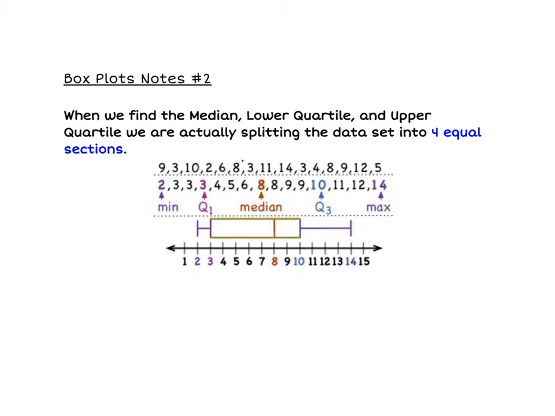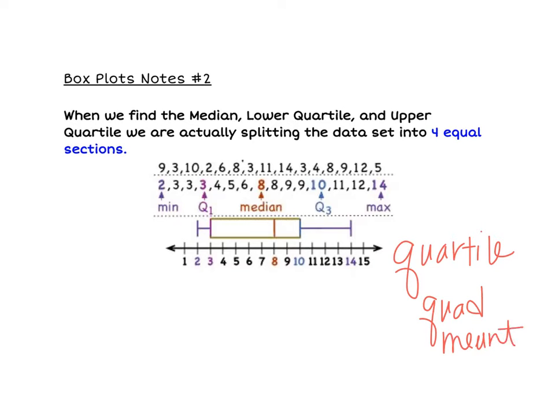The last thing we're going to talk about with box plots is the different quartiles. Last week we talked about how quartile, quad, we said meant 4. So we can find the median, the lower quartile, and the upper quartile. We are actually splitting the data into 4 equal sections.